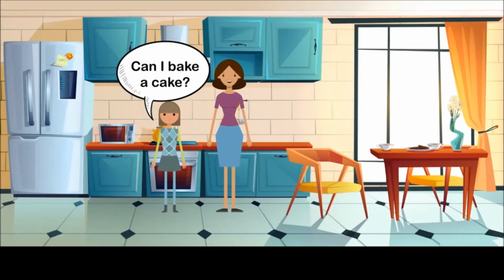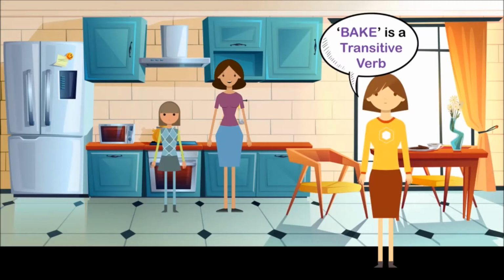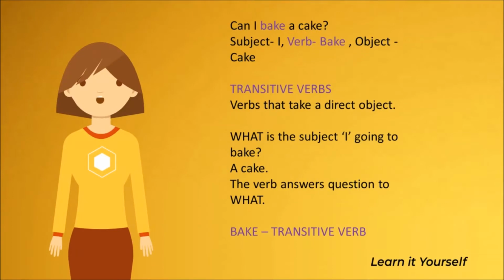Can I bake a cake? Bake is a transitive verb. Can I bake a cake? The subject here is I, the verb is bake, and the object is cake. Here, bake is a transitive verb. Those verbs that take a direct object are transitive verbs. Here, when we ask the question, what is the subject I going to bake? A cake. The verb answers the question to what, and therefore bake is a transitive verb.